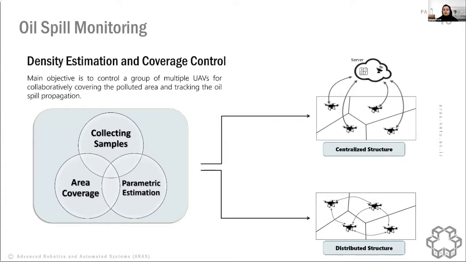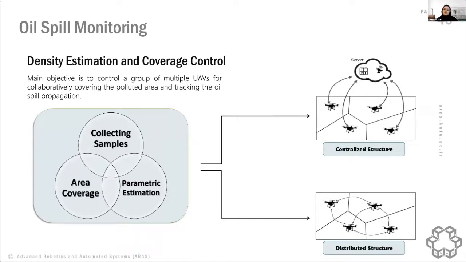We consider two different communication architectures for the robotic networks, including centralized and distributed. In the centralized one, the UAVs just communicate with the server, while in the distributed one, UAVs are just allowed to communicate with their neighbors.